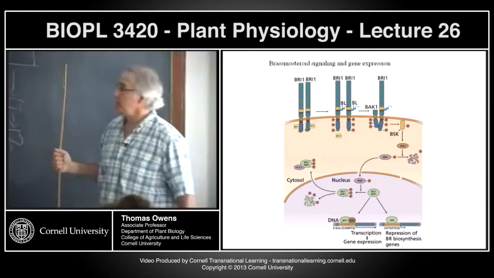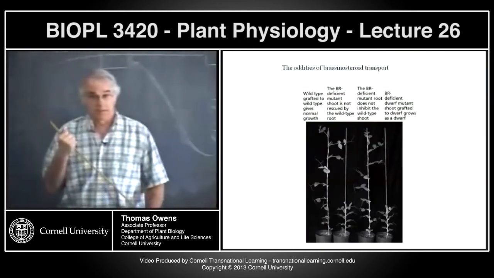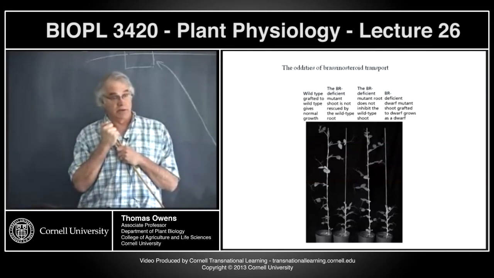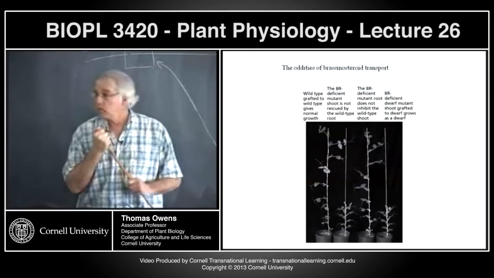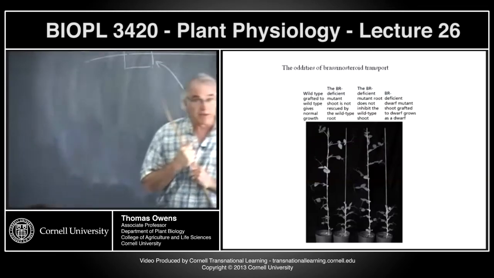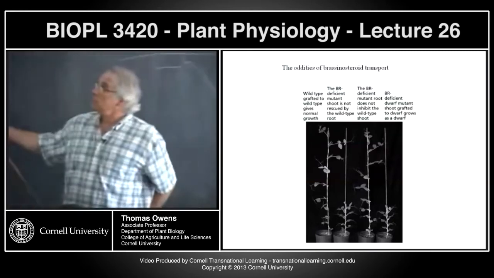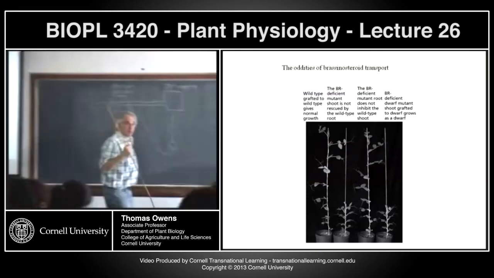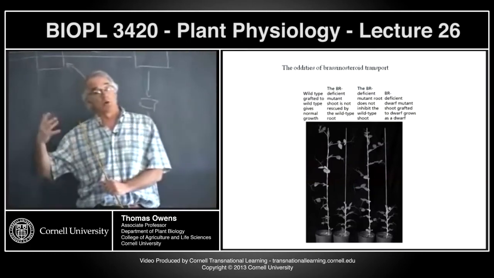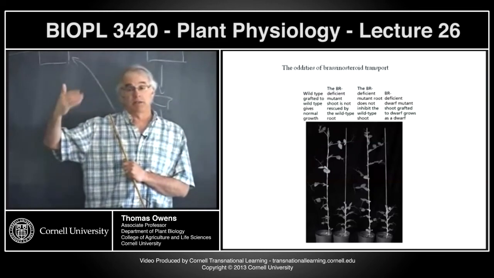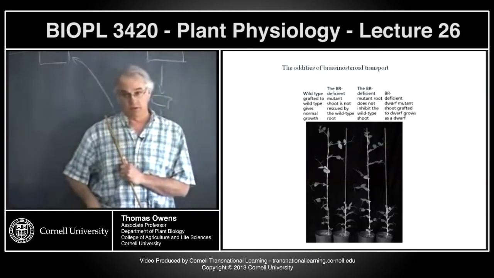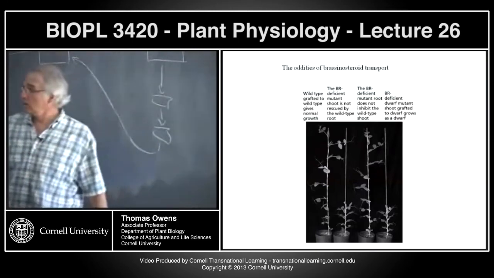Okay, last thing I want to say is about brassinosteroid transport, because this is pretty different. We know that brassinosteroids are necessary for normal growth. One of the simple experiments was done with simple grafting experiments. Take a brassinosteroid-deficient shoot and graft it onto normal wild-type roots. The question that's being asked is, can brassinosteroids that are being produced normally in the roots recover the normal growth of the shoots? And the answer is clearly no. This plant is short, right?